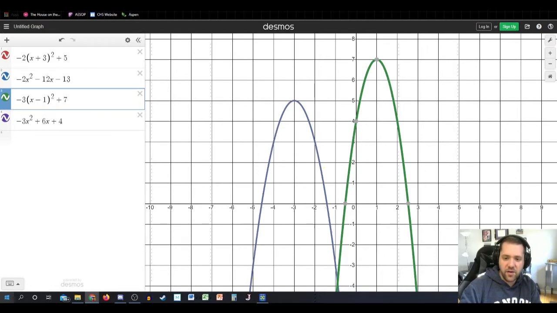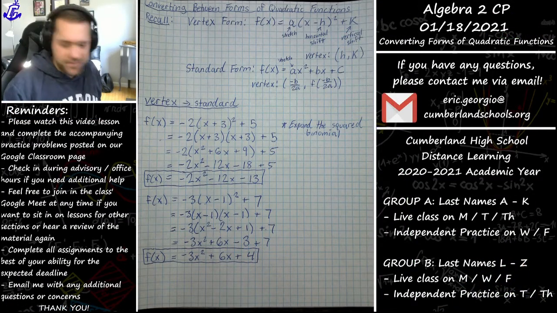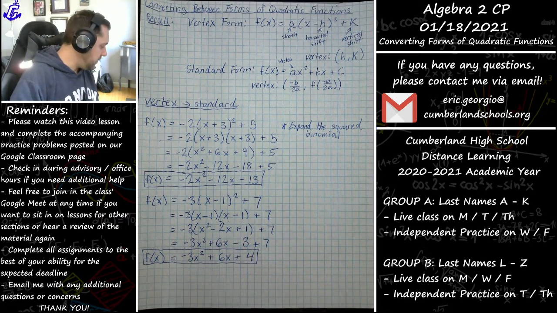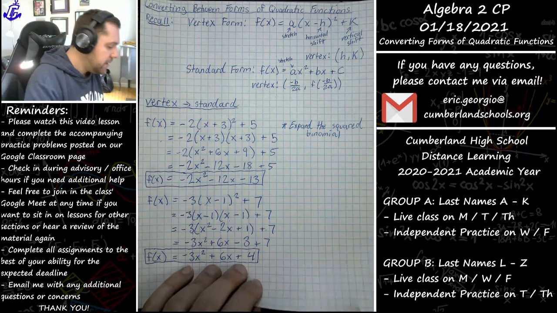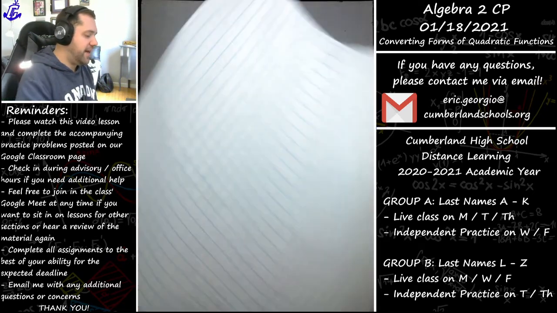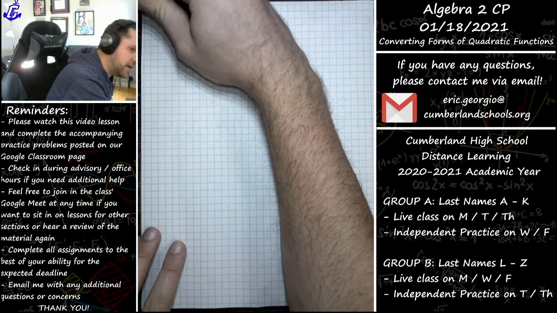All right, going back over here. Let's get back to our notes. Let's do the other way around. Let's go standard form to vertex form. And in fact, what I'm going to do is use these exact two examples and show you that we can go backwards as well. All right? So starting with this first one, we'll do negative 2x squared minus 12x minus 13. Ready? This is now standard to vertex.